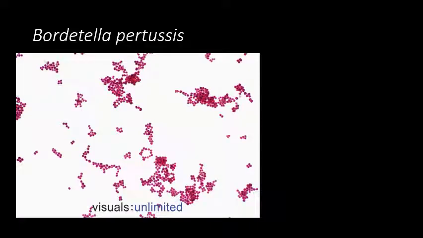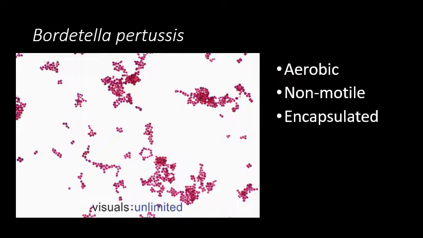And this is Bordetella pertussis here, kind of cute underneath the microscope. It is aerobic, so it needs to have oxygen. It doesn't move on its own, which is why you have to cough to get it to spread from one person to another. This is an encapsulated one, which is really important because it's got to stick onto those cilia. So remember, the capsule helps the bacteria stick onto cells. It's a coccobacillus, so this is one of the ones that's not quite round but not quite rod-shaped. It's kind of in between the two.